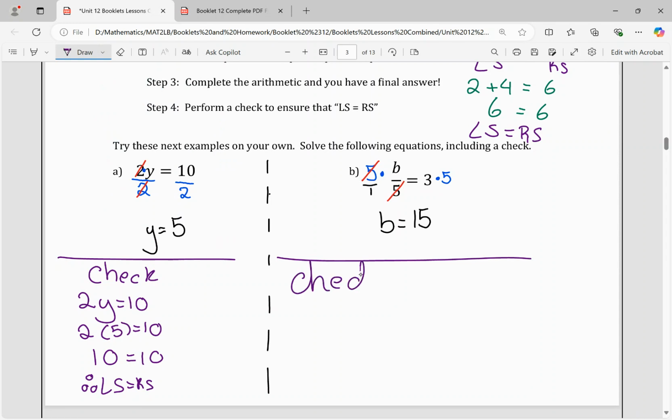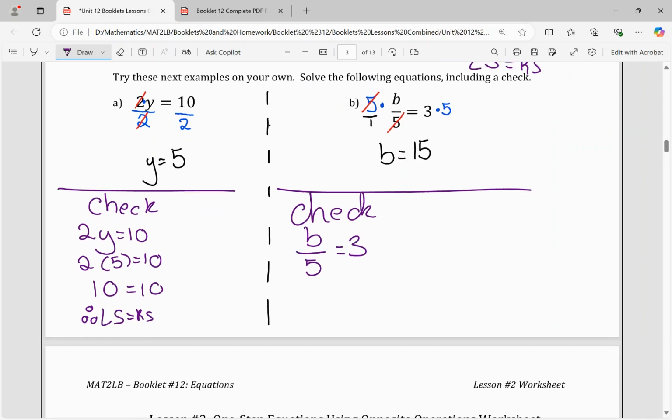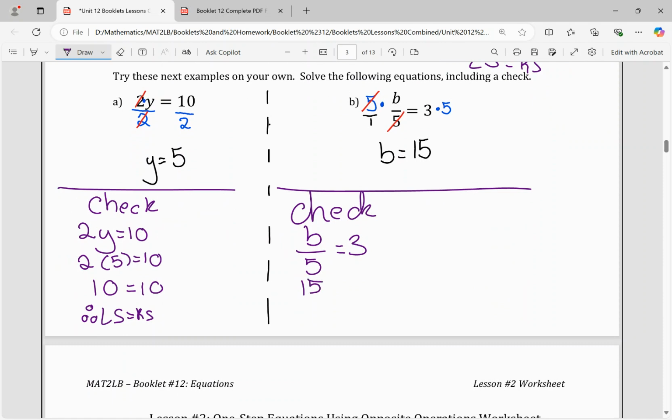Again, if you would like, you can check your work. So we have b divided by 5 is equal to 3. Now what happens if b is equal to 15? That's 15 divided by 5 is equal to 3, or 3 is equal to 3. So left side equals right side.